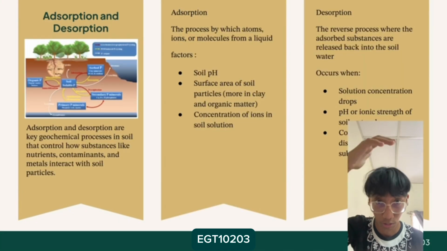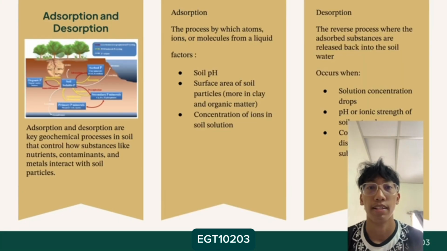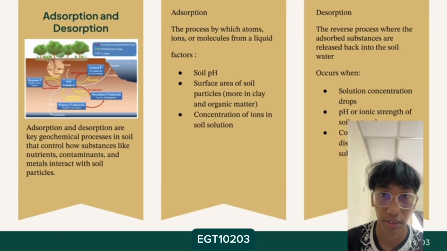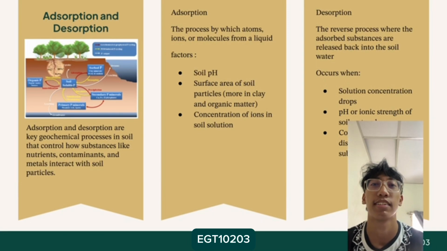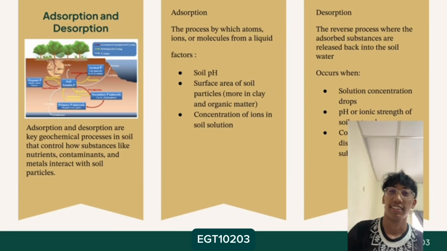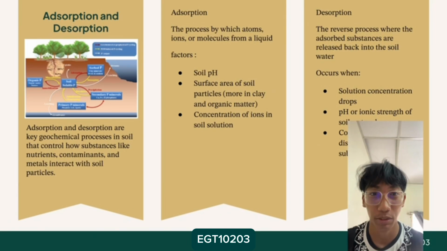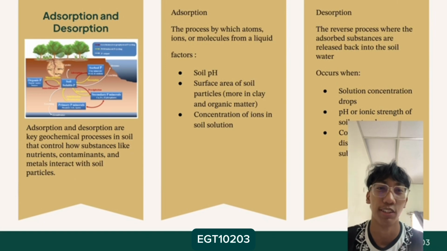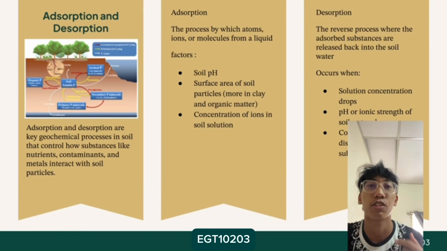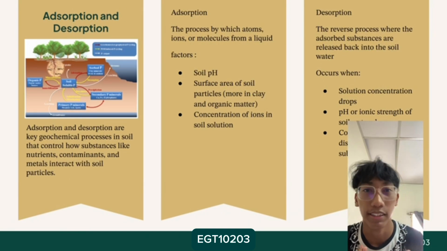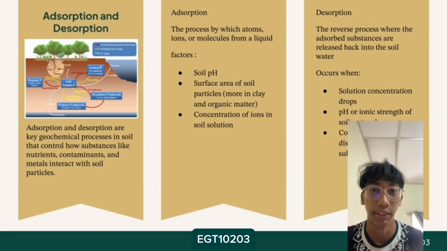So let's go to the next slide. Okay, the next slide is adsorption and desorption. Adsorption and desorption are key geochemical processes in soil. Why? Because they control how substances like nutrients, contaminants, and metals interact with soil particles.